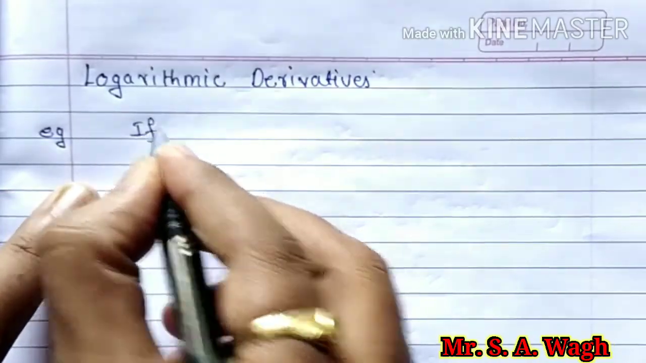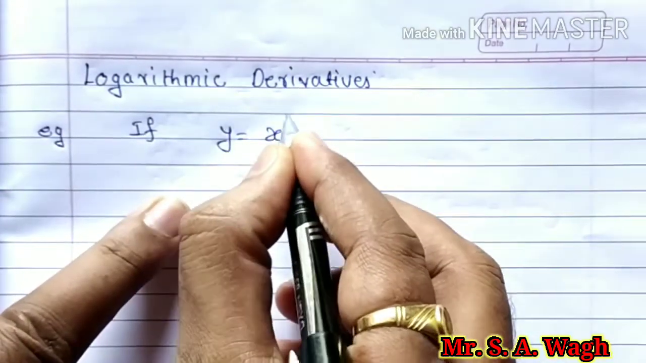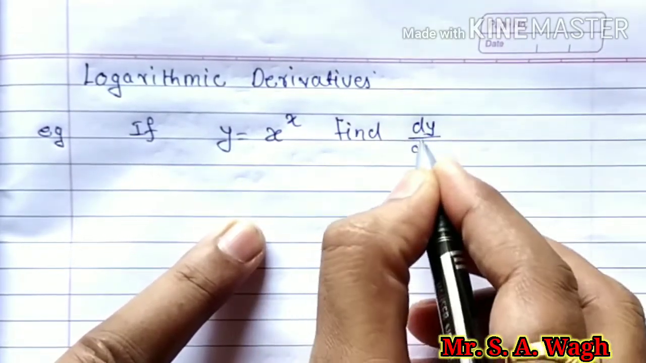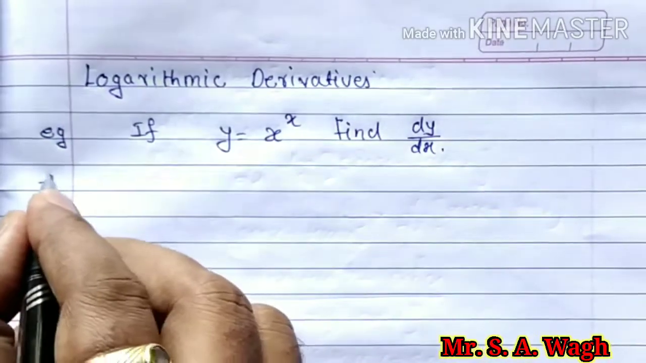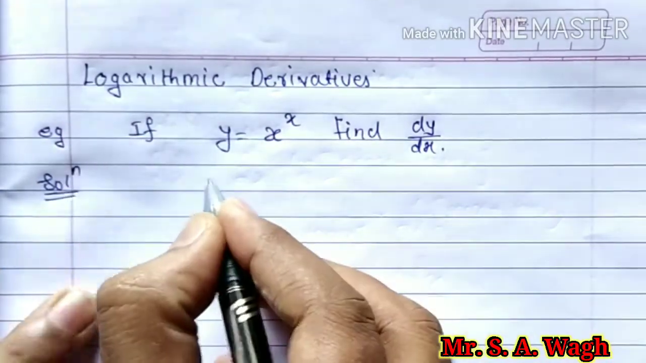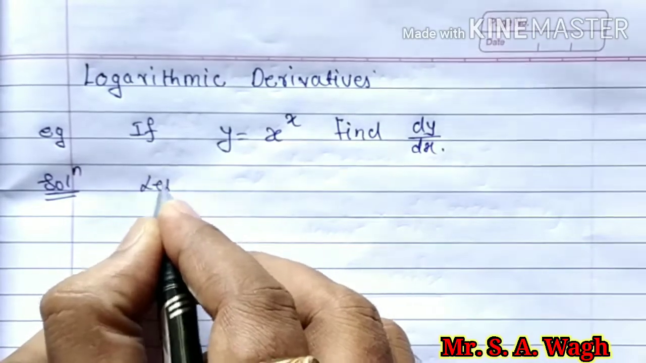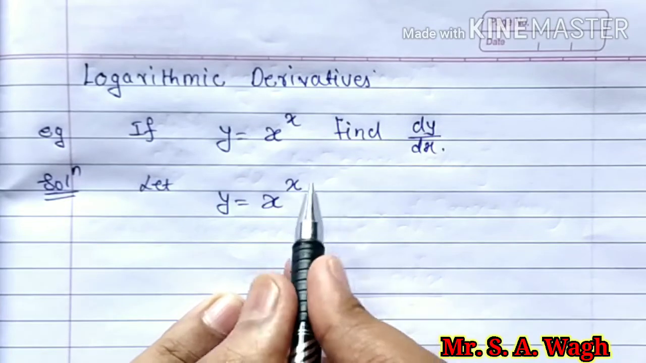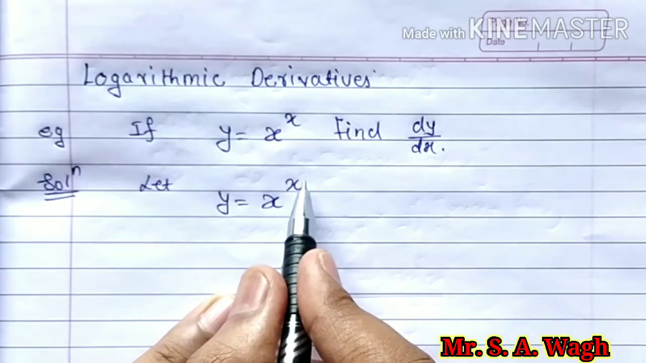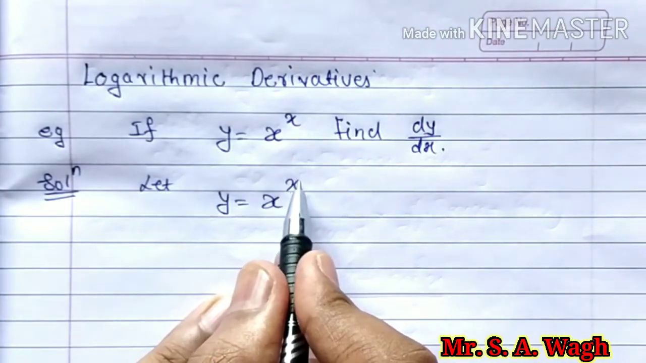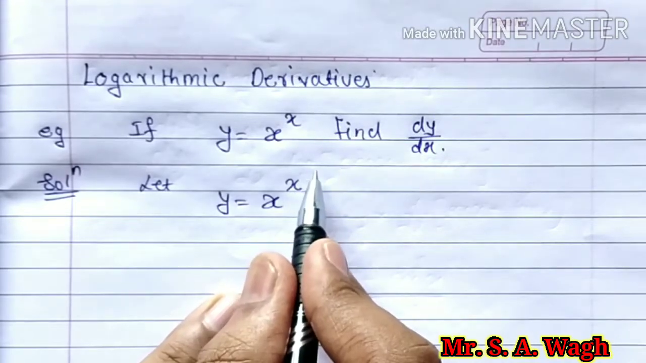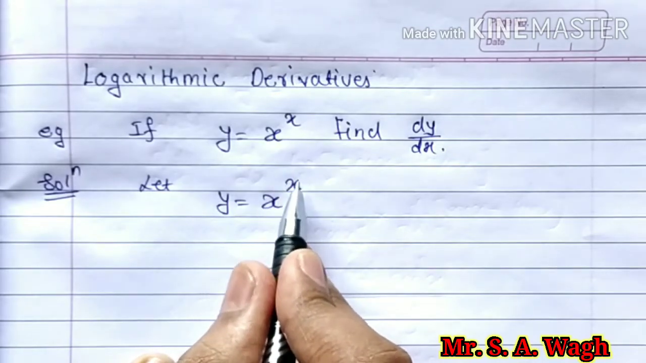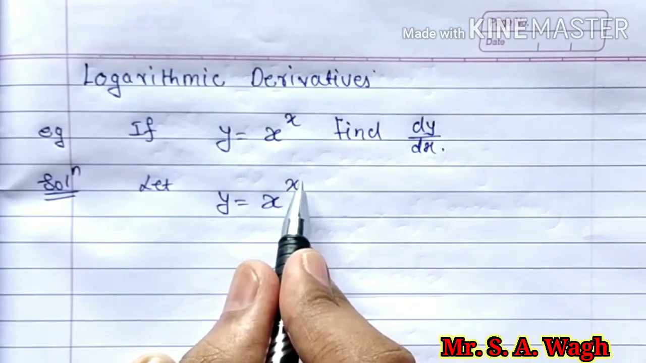Suppose y is equal to x to the power x, and we have to find dy by dx. So what is our function? Our function is y equals x to the power x. Here x is one function, and in the power there is x, another function. If there were a number, we could apply the direct formula for the derivative of x to the power n and get the answer. But here, instead of a real number, there is a variable, that is, a function.